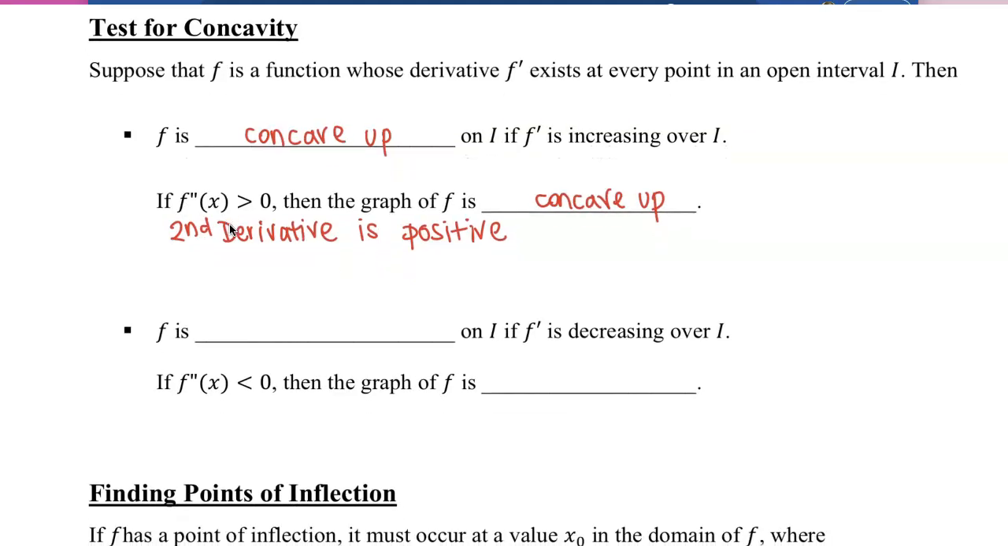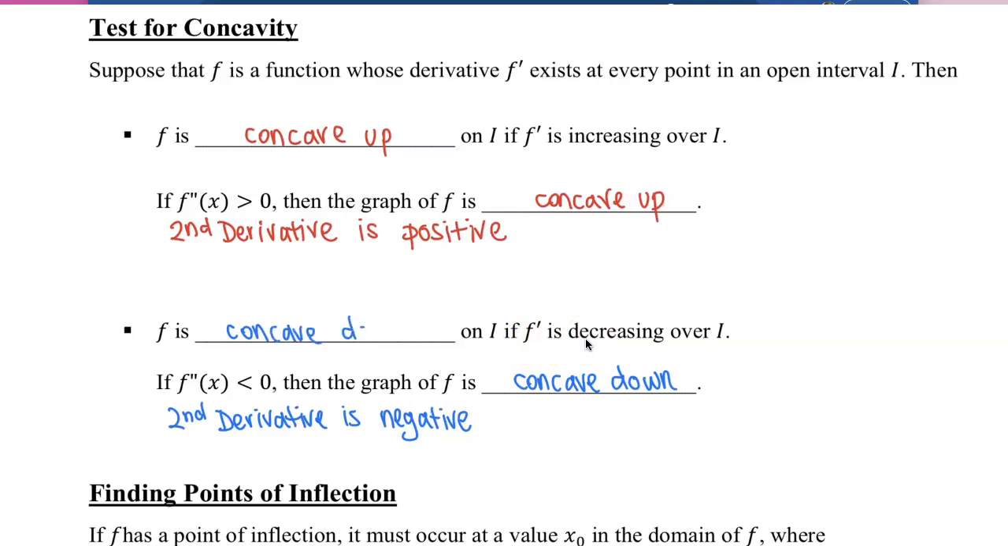All right. If the second derivative is negative, guess what we say? Then we say the function is concave down. Because the second derivative being negative tells us that the first derivative is decreasing. So that's what we call concave down.